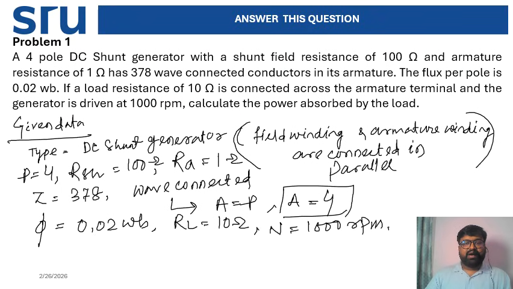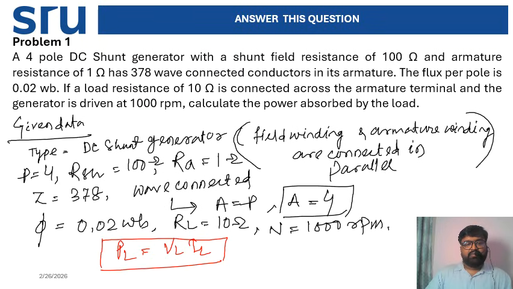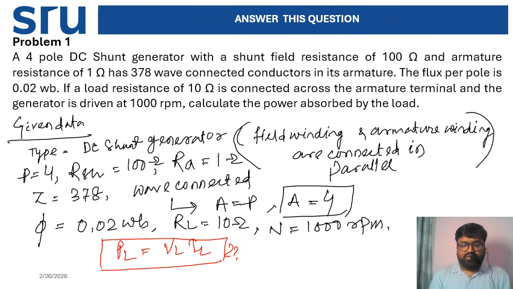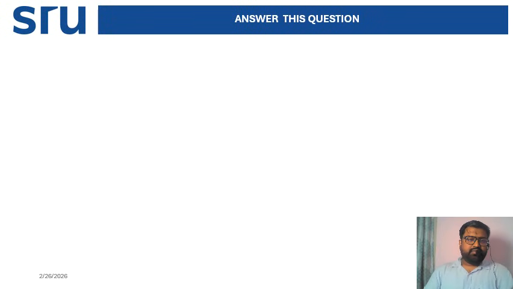Calculate the power absorbed by the load. We have to calculate the power absorbed by the load PL. The formula will be VL into IL. These parameters we have to compute. This is the question, all about my question. Now we will go to the next step to solve this. First, we will draw the circuit diagram of this DC shunt generator. Then only we can solve it.